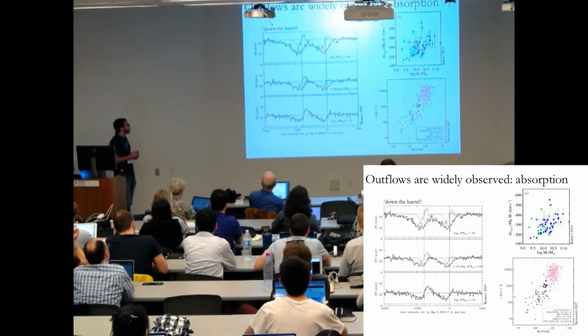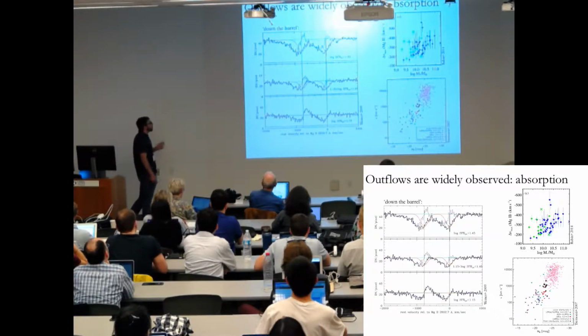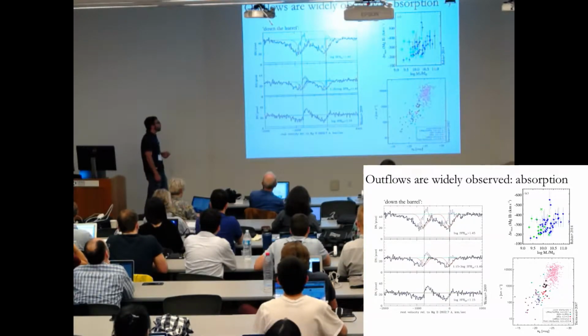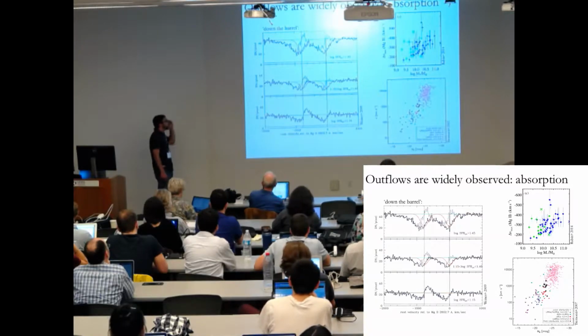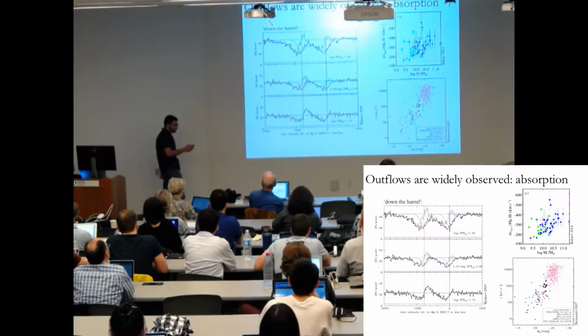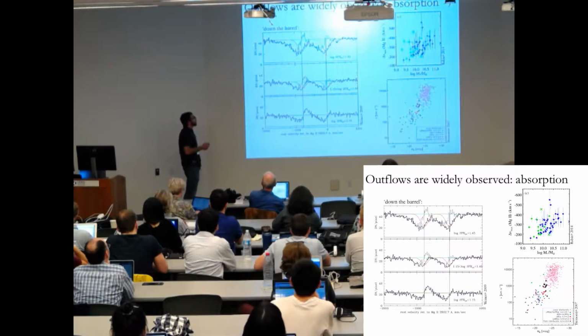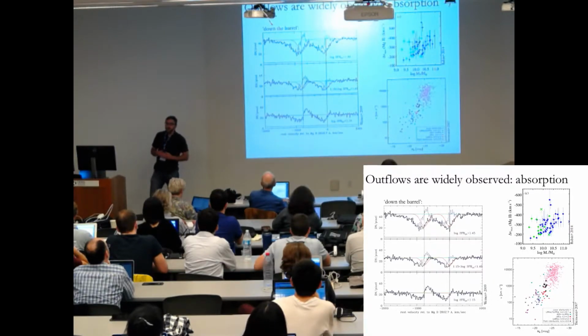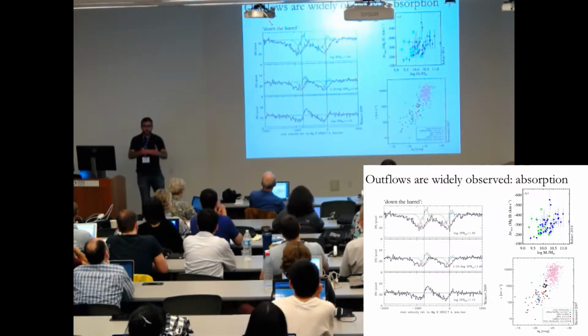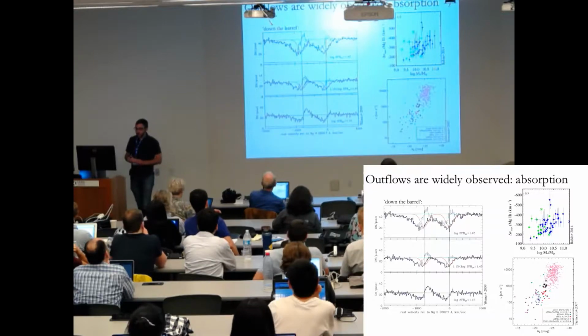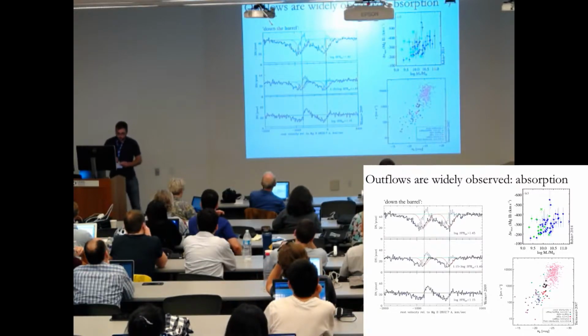Furthermore, observers for more than a decade have been discovering and characterizing these outflows through absorption, and this is an example of how this works. Using so-called down-the-barrel spectroscopy, we use a galaxy as a background source itself, and then observe in absorption the outflowing gas as a blue shifted profile.